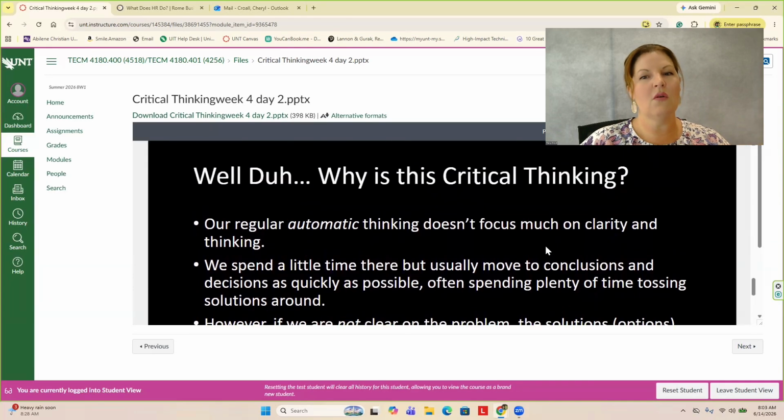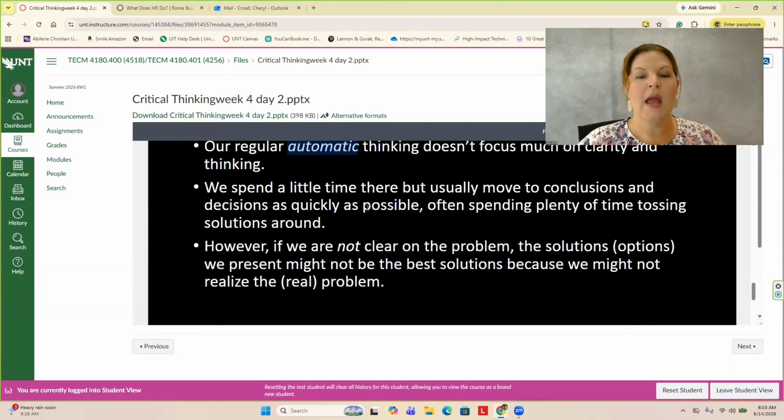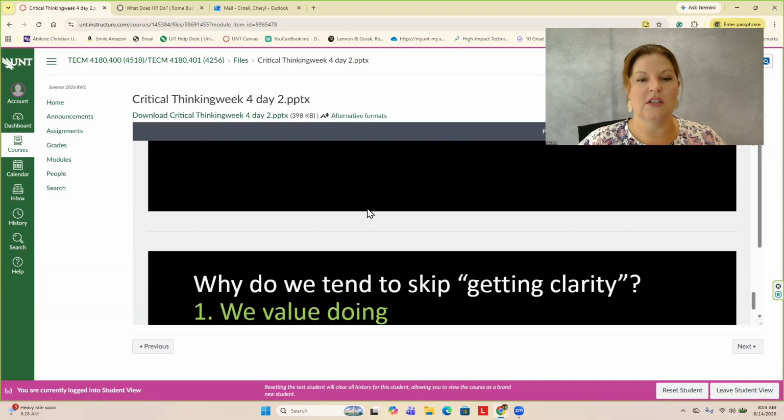Now, you're thinking, well, okay, sometimes this seems very simple, but honestly, if you were to ask, how do you think critically, you probably wouldn't have thought of all of those steps. But why would we go through the critical thinking process? First, our automatic thinking, our fast thinking, doesn't always give us the time to get much clarity on the problem or to think through all the different solutions.